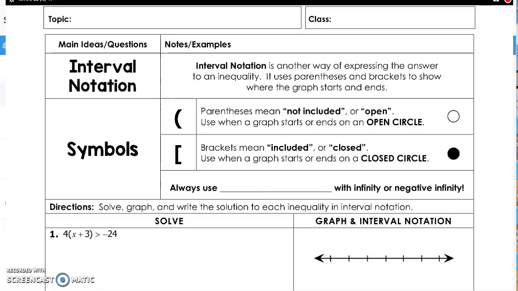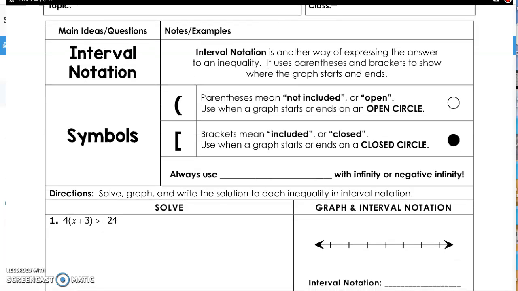We're going to write them in what is called interval notation. So it's just a new way to write them. So if you have an open circle, remember that means that you either had less than or greater than. So on your number line, you have an open circle. If it's a closed circle, that means you had less than or equal to or greater than or equal to.